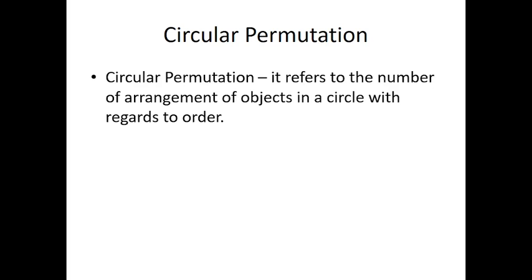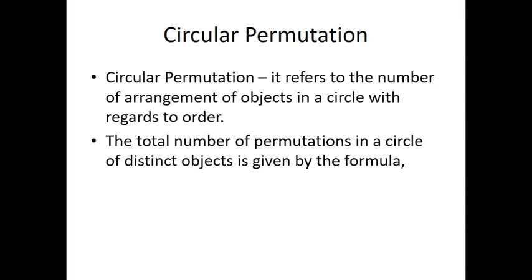Alright, so now we proceed with circular permutation. No? Alright, circular permutation, it refers to the number of arrangement of objects in a circle with regard to order. No? Okay. So here's the formula. The total number of permutations in a circle of distinct objects is given by this formula. So, yun lang ang formula natin, n minus 1 factorial. No?